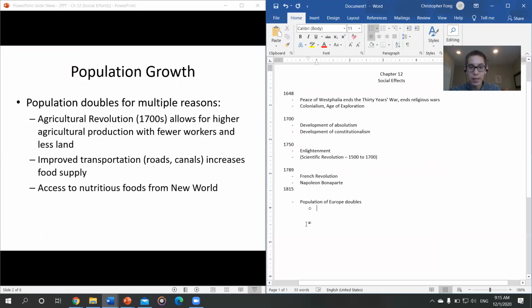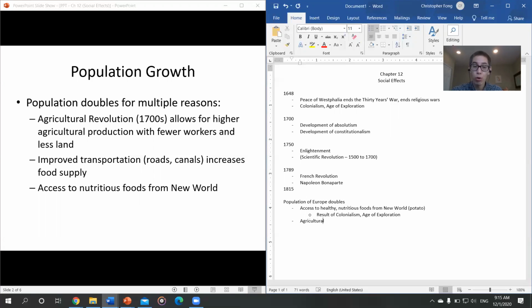In terms of why that takes place, well, partially we have access to healthy, nutritious foods from the New World. Again, think about the potato. And this is a result of colonialism, a result of the age of exploration. I'm adding that to really connect the dots to how this is all connected.